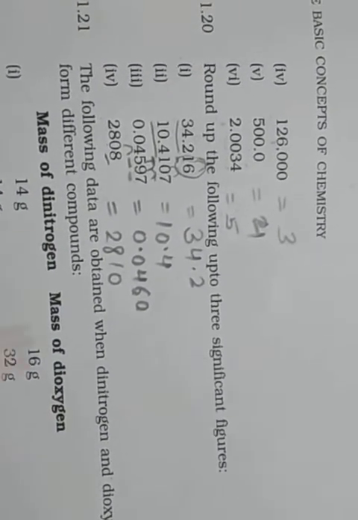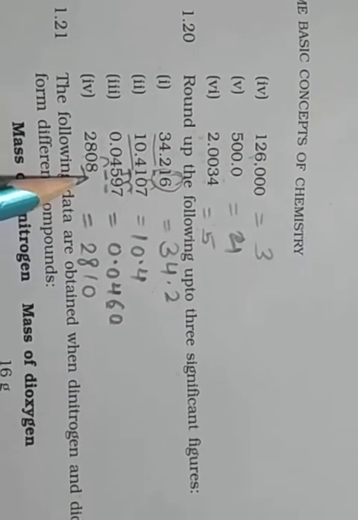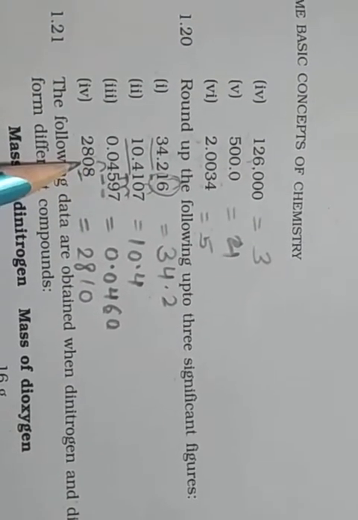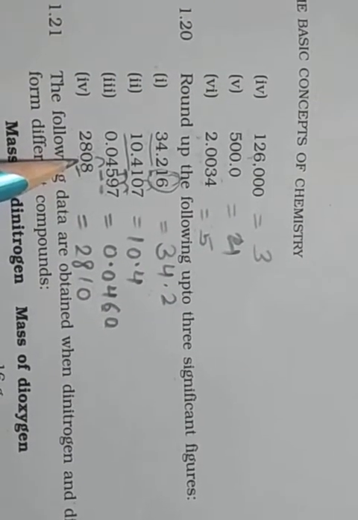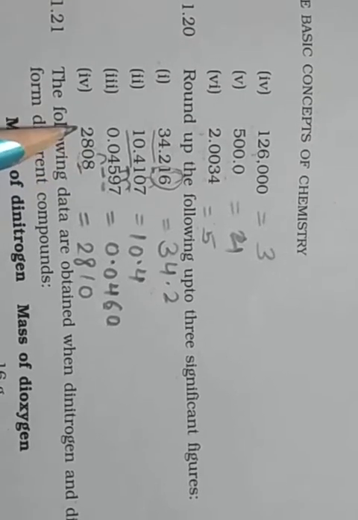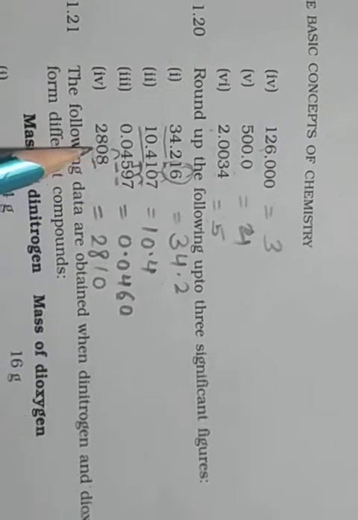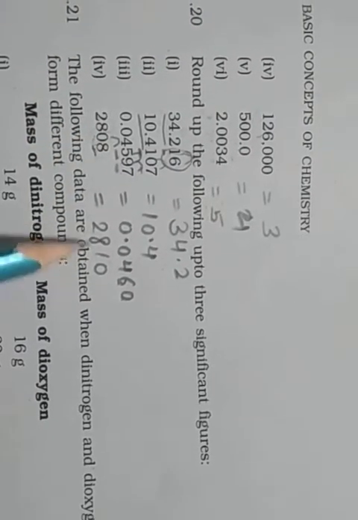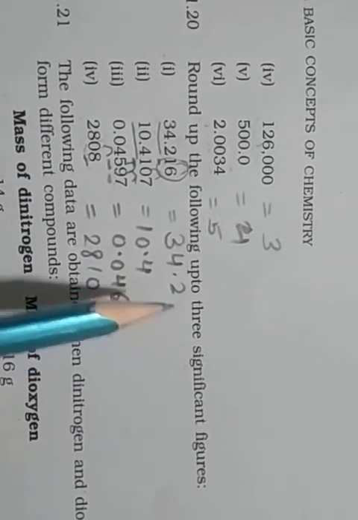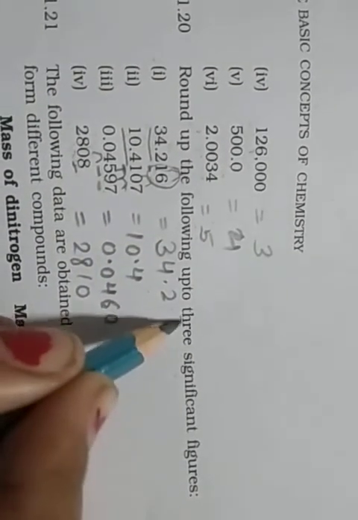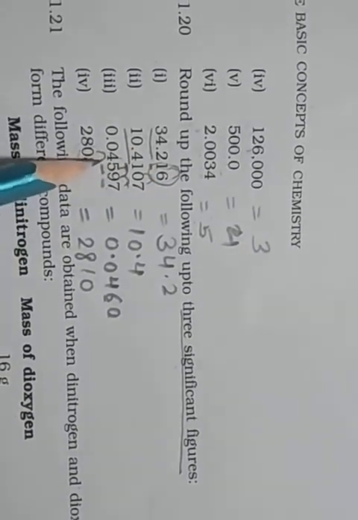Then 2808. Here 8 is more than 5, so 1 increases here, so 1. Clear? So 281, and the last digit converts to 0, so 2810, because 1 increases. So this is the type of rounding up the significant figure, and here also only 3 significant figures are written. You only look at the third number, right?